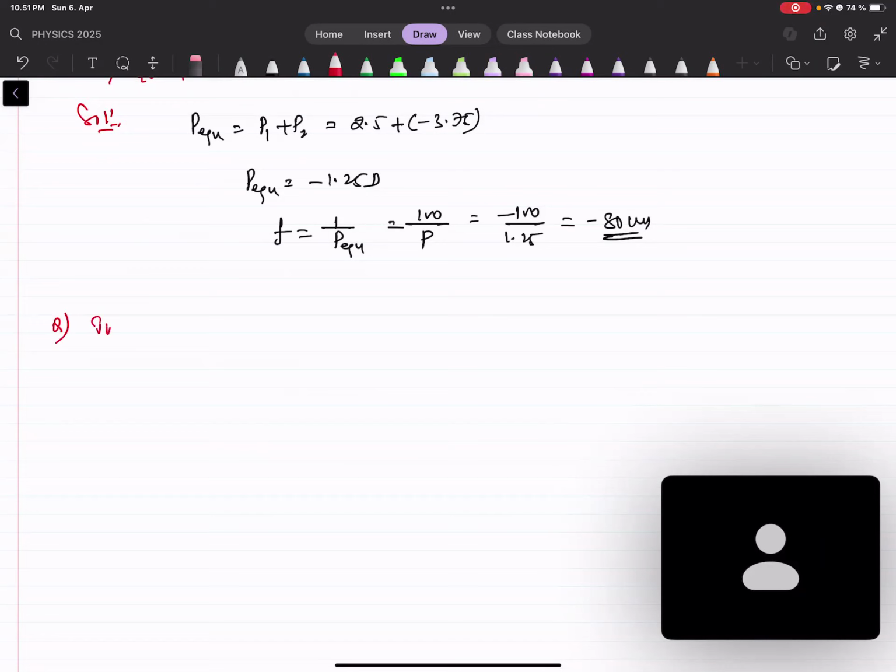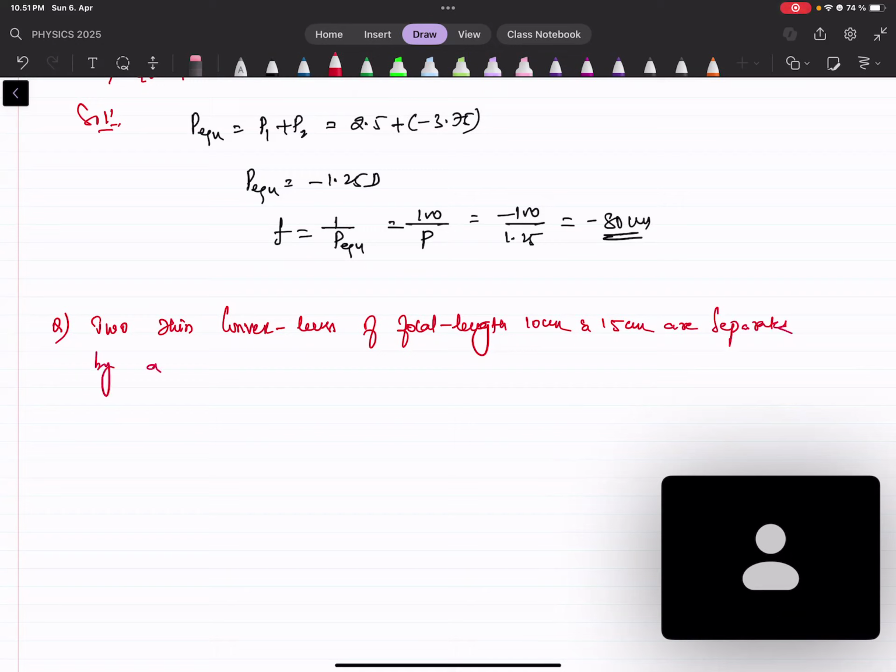Next question. Let's suppose we got two thin convex lenses of focal length 10 centimeter and 15 centimeter, and they are separated by a distance of 10 centimeters. Then what is the focal length?